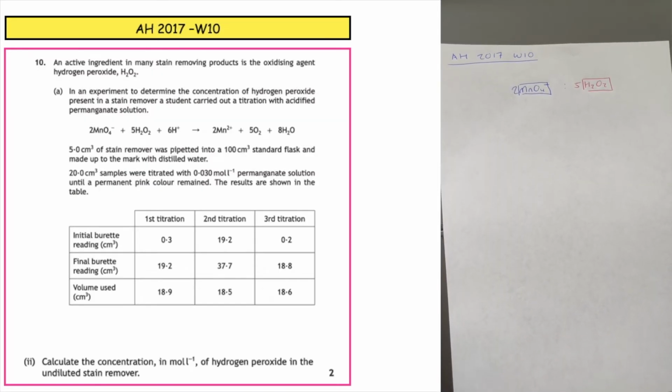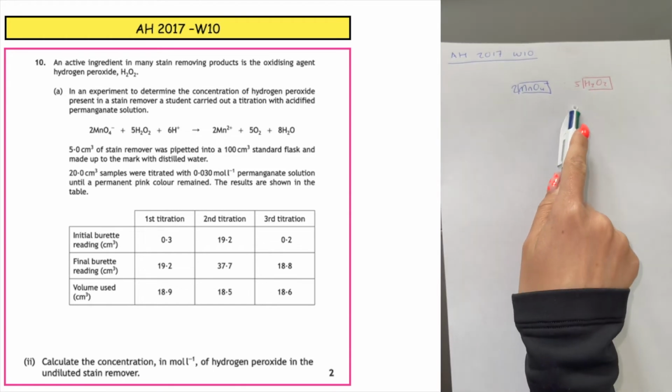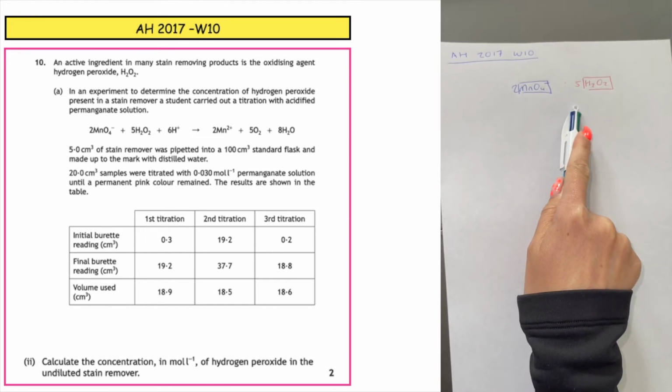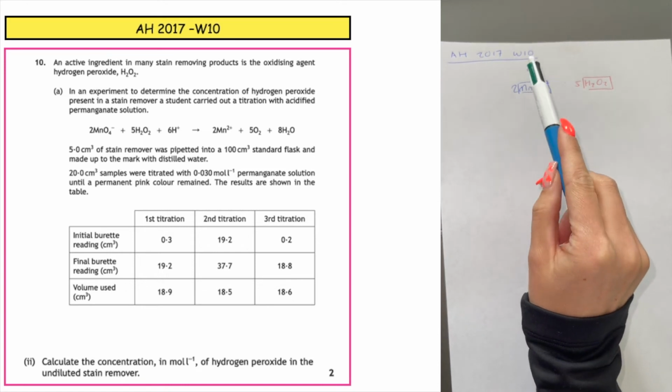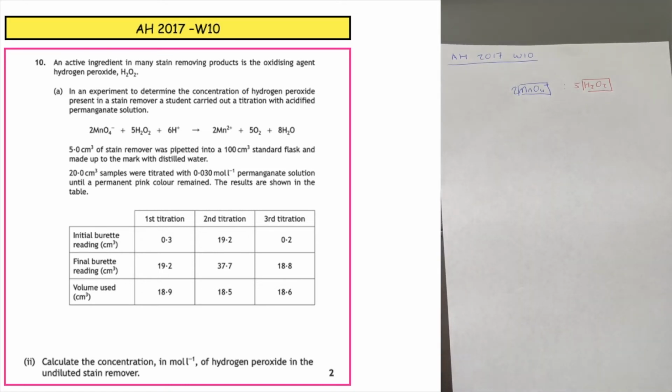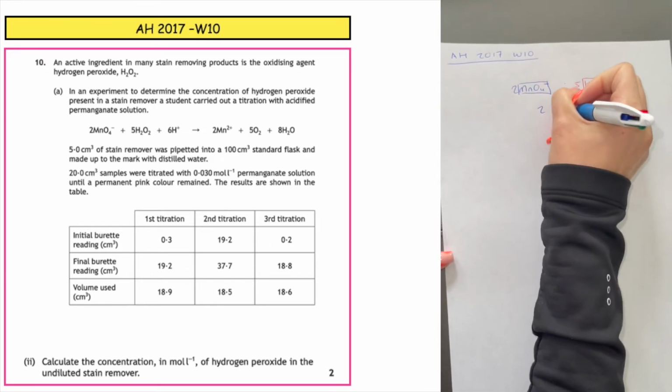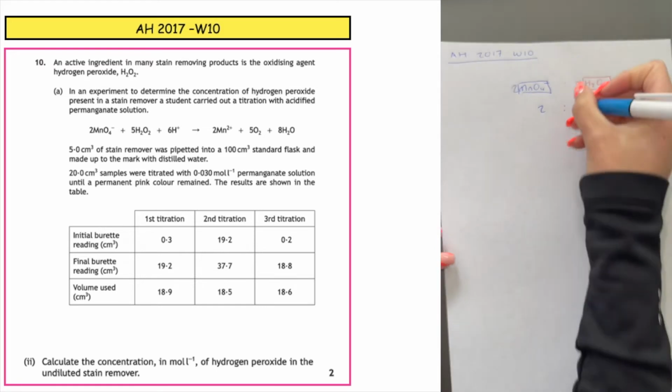This past paper question is from the Advanced Higher 2017 Written 10. The question wants me to calculate the concentration in moles per litre of the hydrogen peroxide in the undiluted stain remover. So what I can see is my 2 reactant particles: I've got my potassium permanganate and my hydrogen peroxide. I want to take that from my balanced equation and do my ratio, which is a 2:5 ratio.